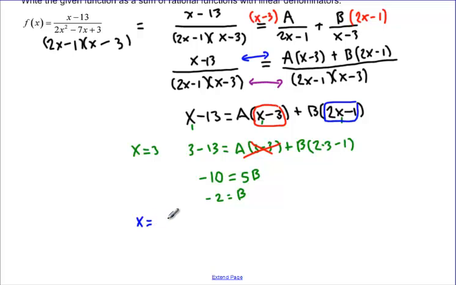So I do this again when x is equal to 1/2. Okay? And when I put 1/2 in for all the x's, I get 1/2 minus 13 equals A times 1/2 minus 3 plus B times 2 times 1/2 minus 1.